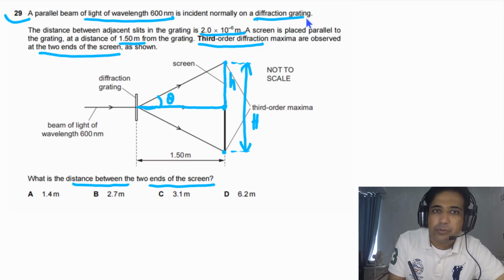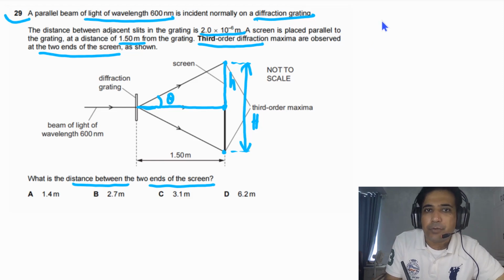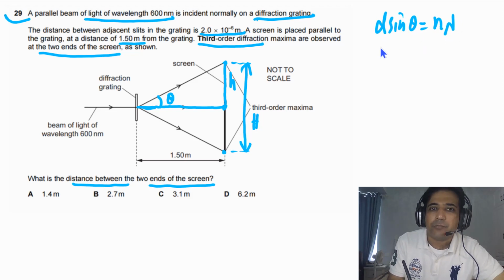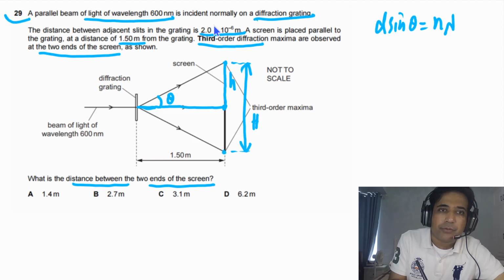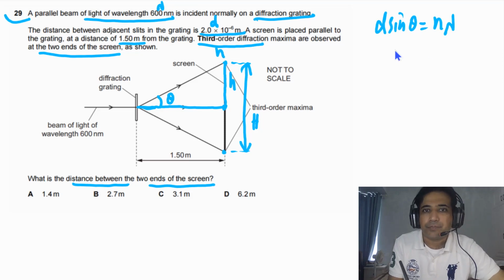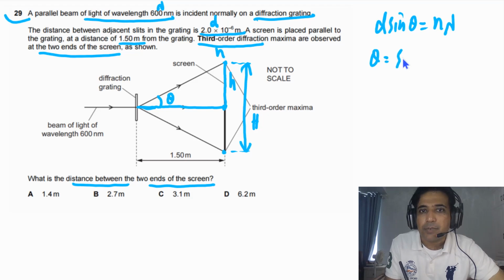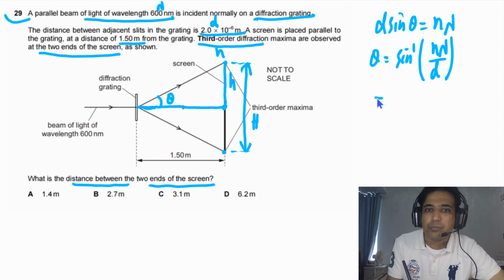And this question is about diffraction grating. So for diffraction grating, d sine of theta is equal to n times lambda. So we can find out the value of the angle. d is given to us, we have the value of lambda, and we also have the value of n. So we can rearrange this one, and theta has to be equal to sine inverse of n lambda by d. Now we can plug in values.